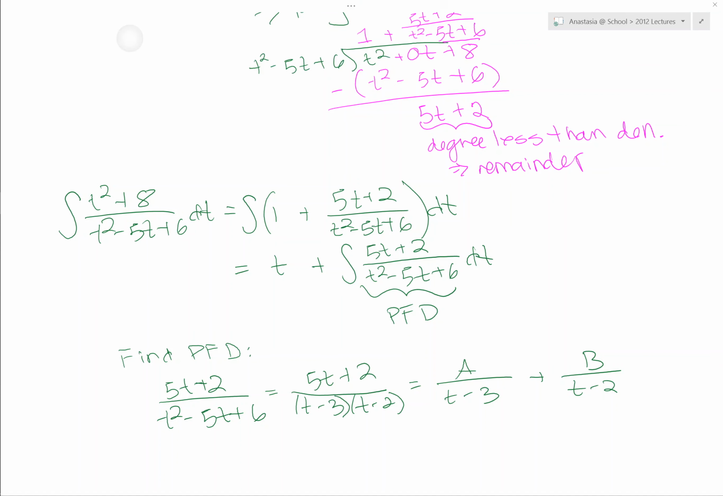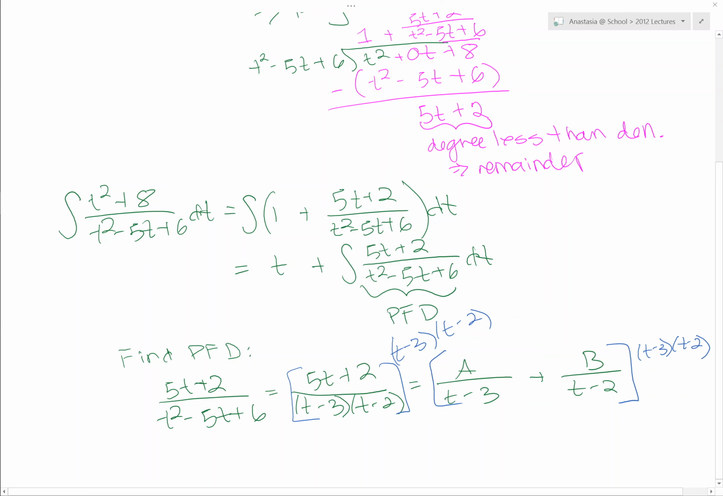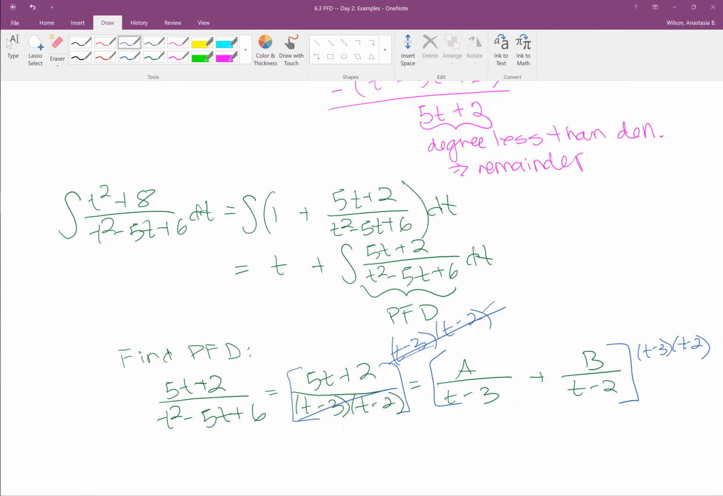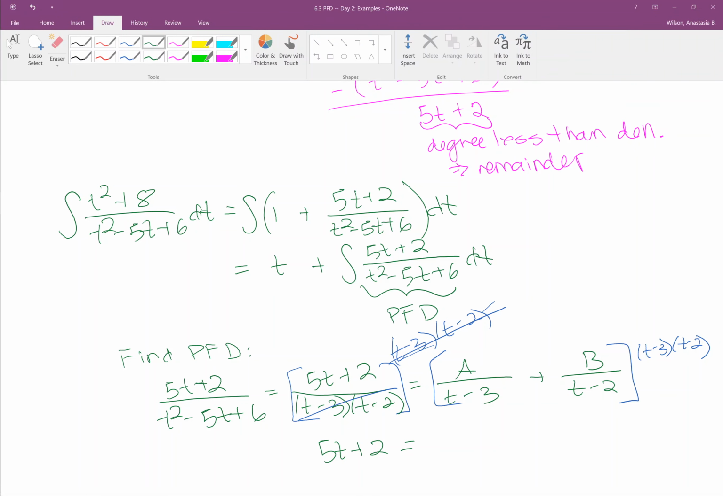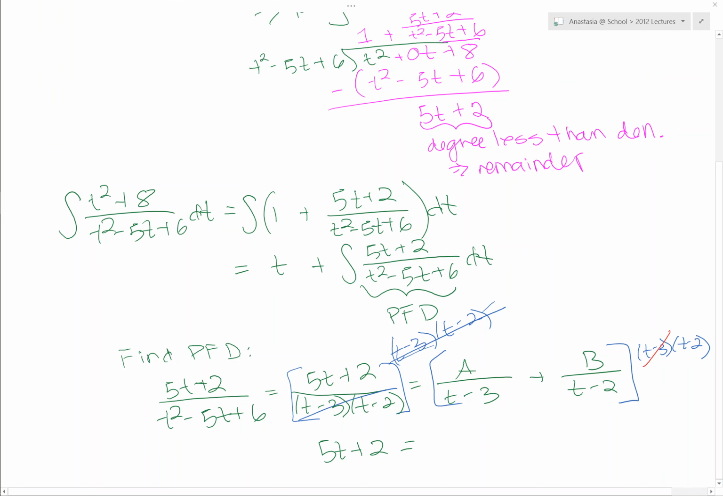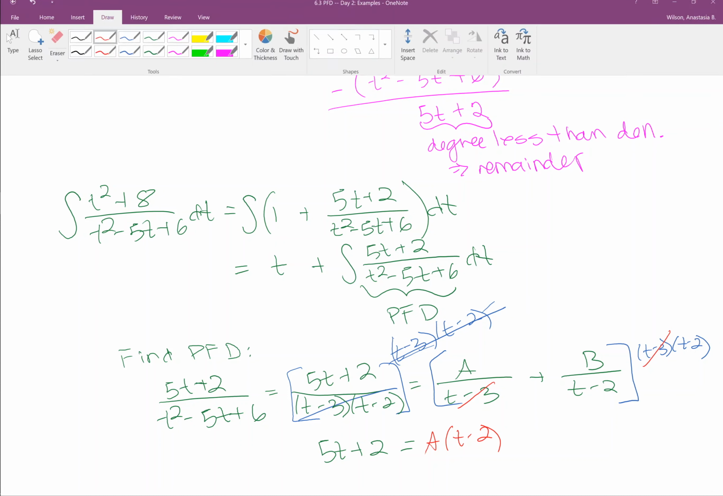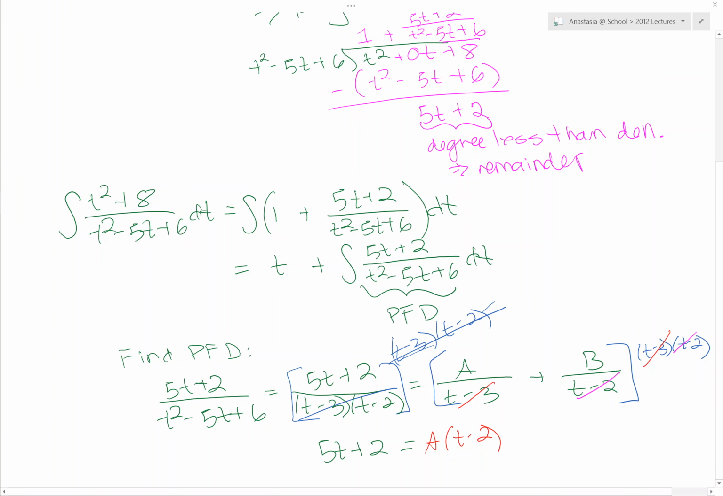Now we need to get rid of the denominator. We're going to do this by multiplying the left side and the right side by the factored denominator. Factored is more helpful because things will cancel easier. So on the left, we have no denominator, so we just have 5t plus 2. On the right, we will also have no denominator, but only certain pieces are going to cancel. The t minus 3 will cancel for the first term, so we have A times t minus 2. The t minus 2 will cancel for the second term, so we'll end up with B times t minus 3.